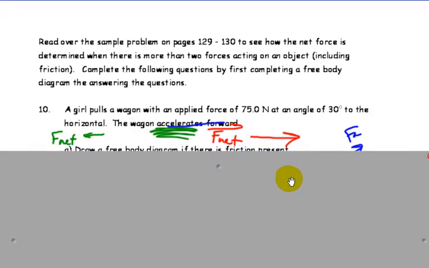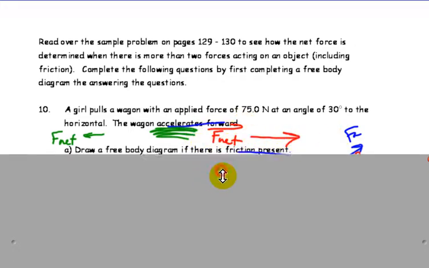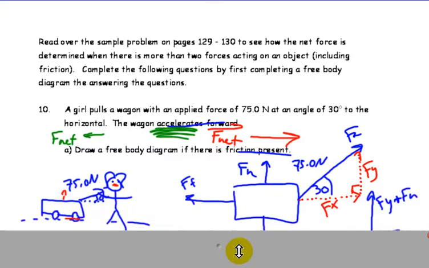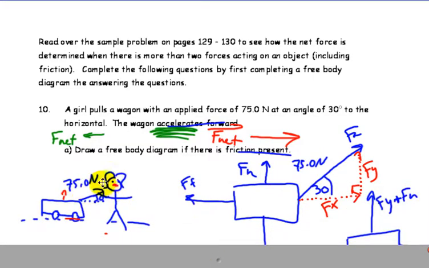I'm going to go through one or two examples here. The first one: a girl pulls a wagon with the force of 75 newtons at an angle of 30 degrees to the horizontal. The wagon accelerates forward. So if it's accelerating forward, that must mean there's a net force going forward. Draw a free body diagram. Here you have the girl, you know it's a girl by the lipstick and the funky hairdo, pulling it up at an angle of 30 degrees to the horizontal.